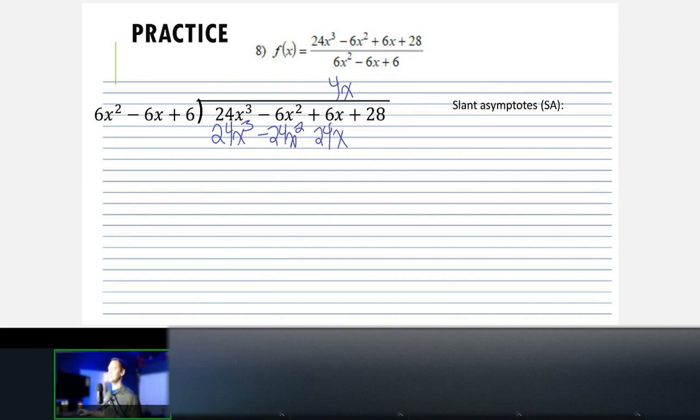Yeah, so, and it's positive, right? So from this step, what do we do? Probably the most important step. What do we do? Yeah, flip the signs, right? Flip the signs.